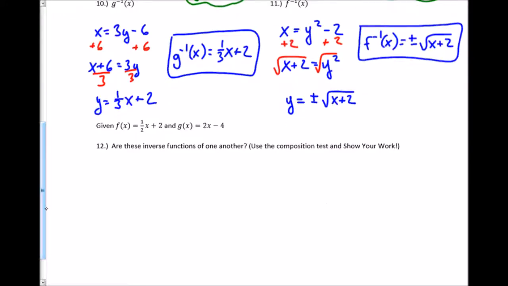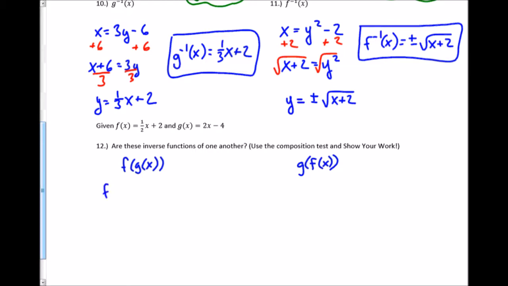In number 12, I want to know if these two are inverse functions of one another. And I'm going to use the composition test. The composition test basically says this: I do the composition twice. I do f of g of x, so I plug one function into the other. And then I do g of f of x, I plug it in reverse. Okay? And really, the composition test says if these two things are inverses, then I'll get an x each time when I do this composition.